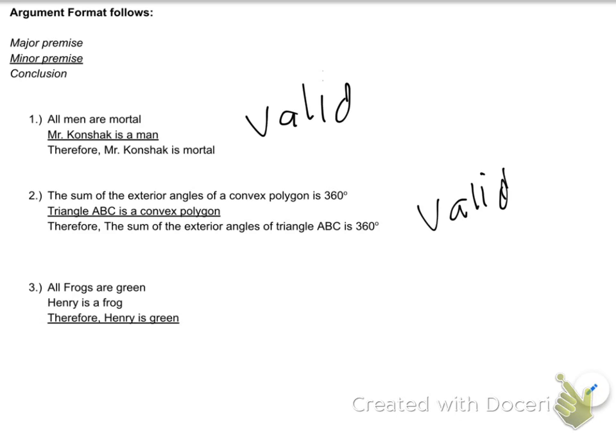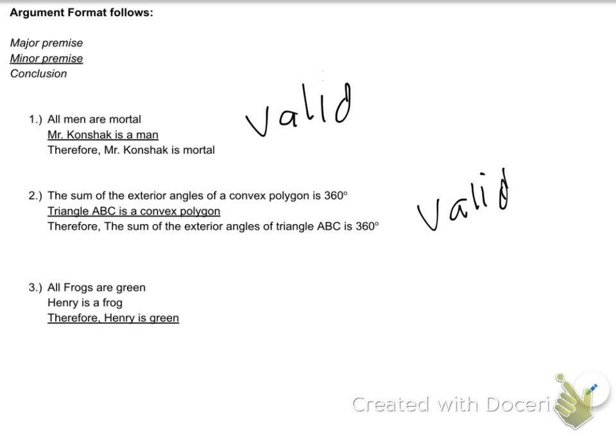Guys, it states that if you are a convex polygon, then the sum of your exterior angles will be 360. That's the statement. That's the major universal affirmative. Triangle ABC is a convex polygon. It puts them into the group that has the trait. And so therefore, triangle ABC is 360 because it has the trait. That is a valid argument. Cool?